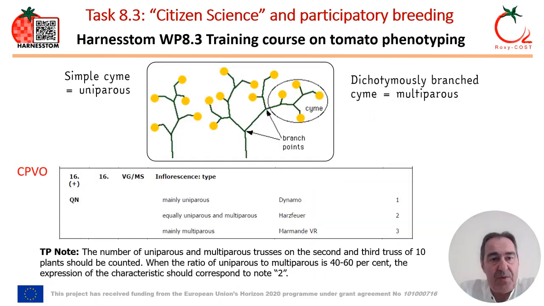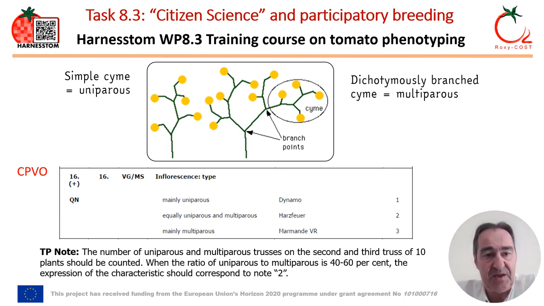Once that flowering has been induced, the structure of the inflorescence is the next reproductive trait that we can focus on. The tomato and its wild relatives usually show an inflorescence in the form of a simple cyme that is referred to as uniparous inflorescence.